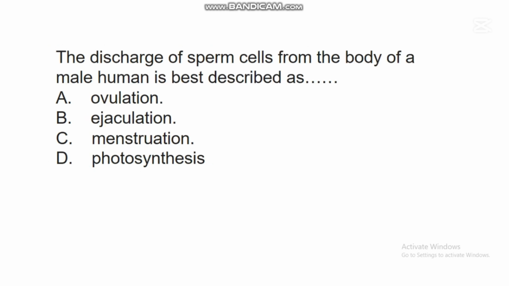The next question says, the discharge of sperm cells from the body of a male human is best described as dash. A. Ovulation. B. Ejaculation. C. Menstruation. D. Photosynthesis. In this question, the correct answer is B. Ejaculation. So ejaculation is the release of sperm cells from the body of an organism. So the process whereby the sperm cells are released from the body is best described as ejaculation.